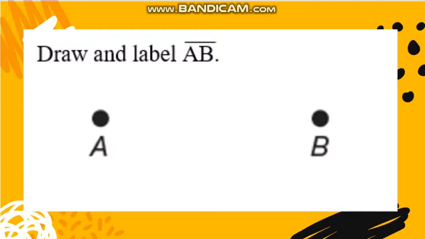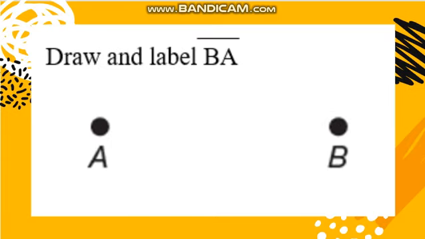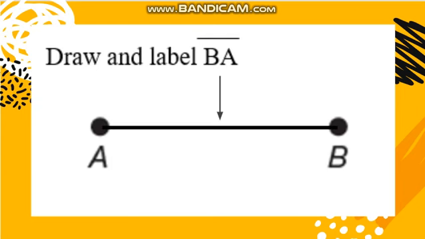So now we're going to draw and label AB. Well, to draw AB, all we have to do is connect points A and B, and then label it. That's AB. Then they want us to draw and label BA. Again, all we have to do is connect those 2 dots. That's BA. Pretty simple.